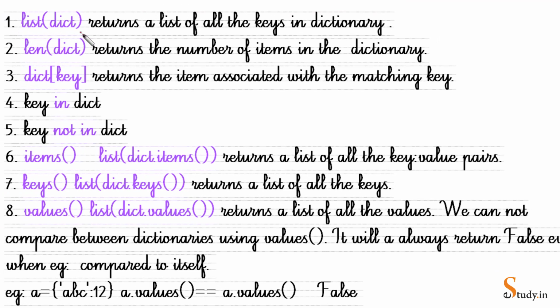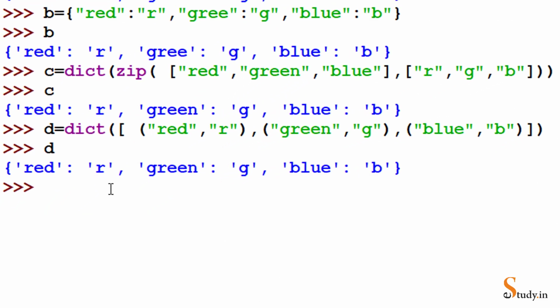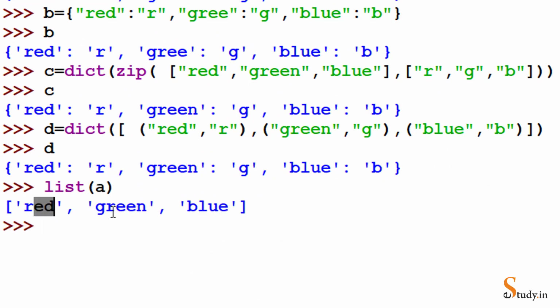The first thing is the list function, which can be used on the dictionary to give a list of all the keys. Let's see. So we have a dictionary here, and if I say list A, it will give me a list of all the keys, in the order in which they were inserted. So this is a list of all the keys, right? So the list function can be used to do that.